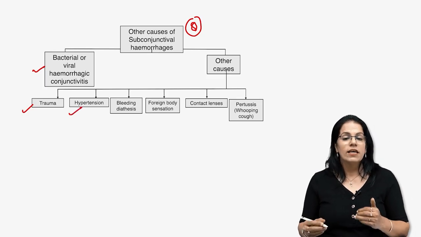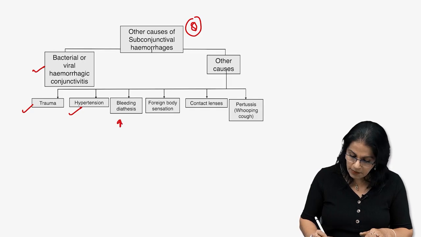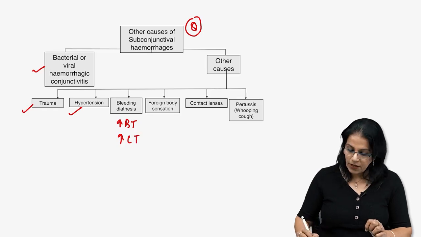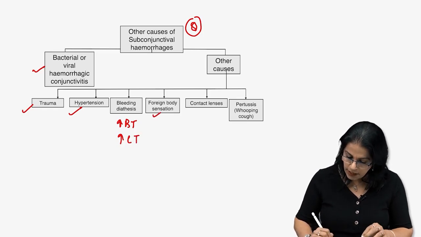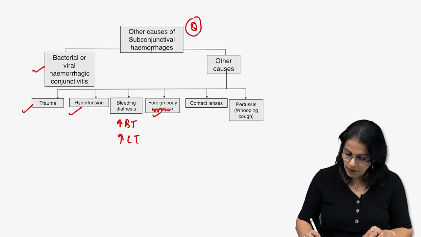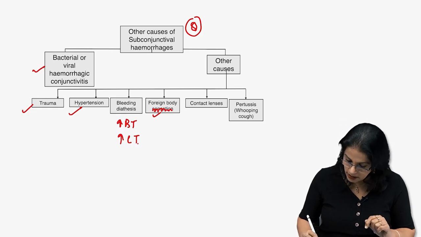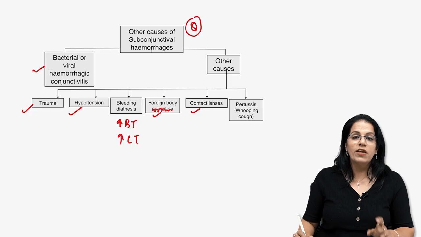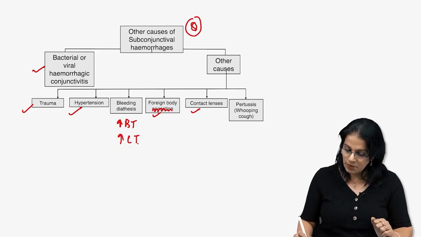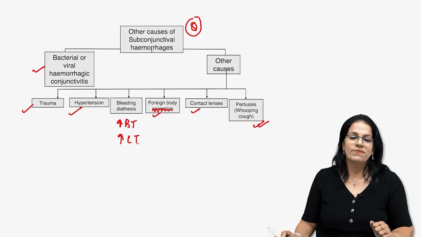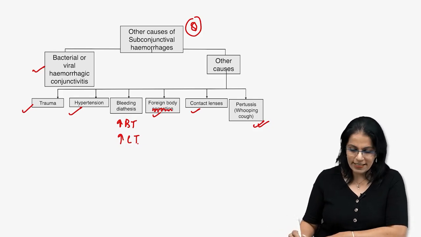What are the other causes? The BT-CT can be raised, bleeding time, clotting time, that is your bleeding diathesis. Of course, foreign body, I told you, not foreign body sensation, foreign body itself can be a cause of a little bit of subconjunctival hemorrhage, and the same for contact lens. And very important, whooping cough, that is pertussis or whooping cough. So, that was about hemorrhagic.